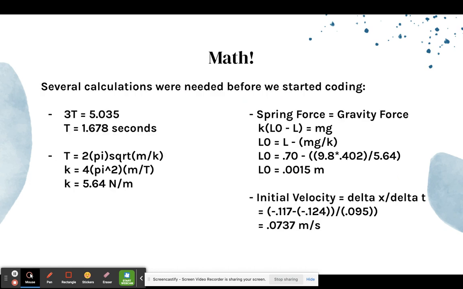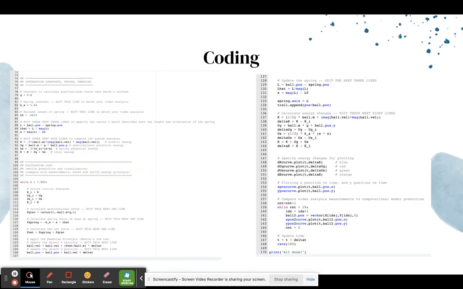So I also did some math before we started coding. I found the period of oscillation, then used that to find the spring constant. I also knew that spring force was equal to gravitational force because the total energy would be 0, and then used that to find your final length of the spring, and then also found that initial velocity like I was talking about earlier. And using that, we crafted our code.